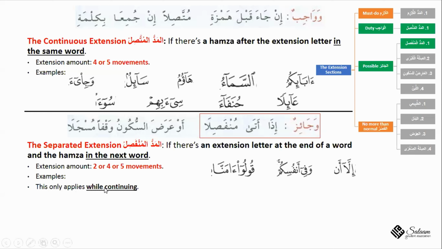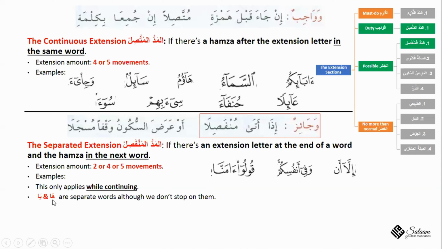Of course, this only applies when we continue, right? Because this one is the same word, so you cannot stop in the middle of the same word. But this one, you can stop here. If I stopped at قولوا آمنا, if I stopped here, I will just say قولوا. So this will be two movements. I will not extend. But once I go forward, I can do four or five, or just stay at two. I can say قولوا آمنا. This is the two. I can say قولوا آمنا if I'm going forward. But if I'm stopping, I will not do extension, of course.